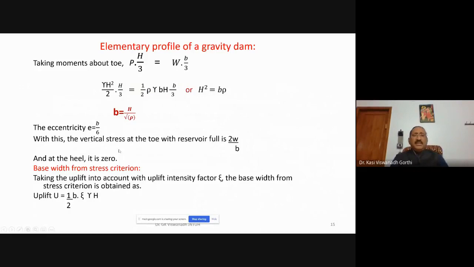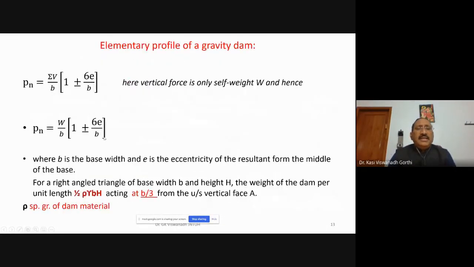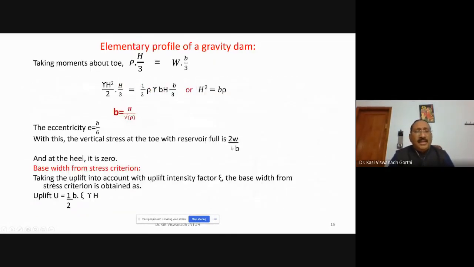So with this, the vertical stress at the toe with the reservoir full, applying B by 6 in this equation, you will get twice W by B, and at the heel, of course, it would be equal to 0. So you need to apply E equal to B by 6 with the plus sign, and E equal to B by 6 with the minus sign. You will get the normal stress, or the vertical stress, at the toe and at the heel as 2W by B and 0. So there are two criteria, the stress criterion as well as the sliding criterion, based on which the base width of an elementary profile can be evaluated.